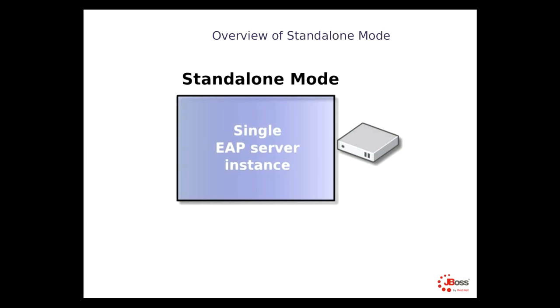Welcome to Unit 2. In this unit we're going to look at the standalone mode for JBoss EAP, that is to say a single server instance. Within this unit we'll take a look at the standalone directory structure, including the EAP based directory structure. We'll take a tour around the standalone.xml file.